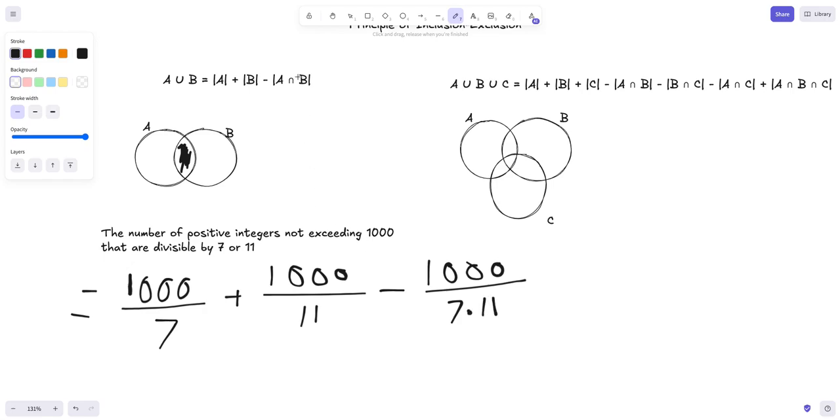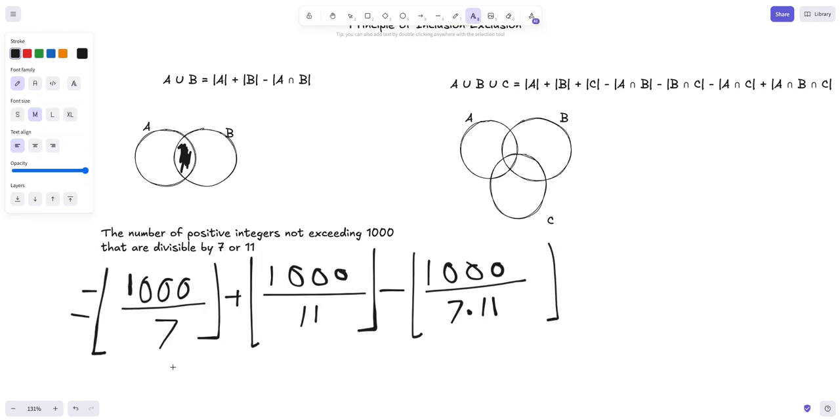Since we're trying to find the intersection of A and B, we're going to check the number of positive integers not exceeding 1000 that are divisible by both 7 and 11. And since this can lead to decimal values, we're going to be taking the floor of these values. This would result in something like 142 plus 90 minus 12, which is equal to 220.